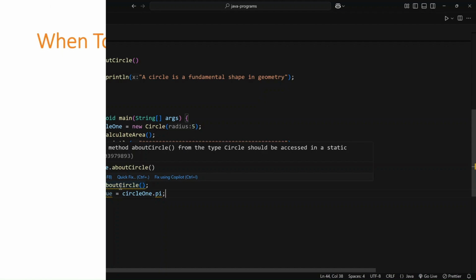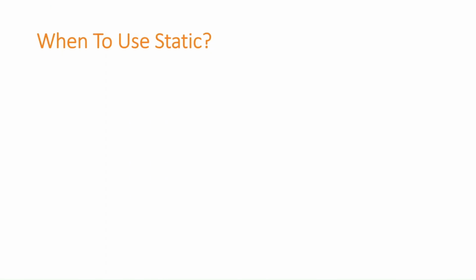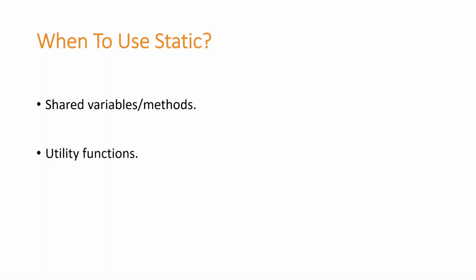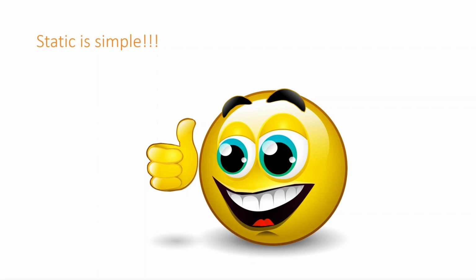So when should you use the static keyword? Use it when you need a variable or method that is shared by all instances of a class. Use it for utility methods that don't depend on object state. Use it for constants that are the same for all instances. Use static blocks for one-time initialization tasks. So this is all about the static keyword in Java.